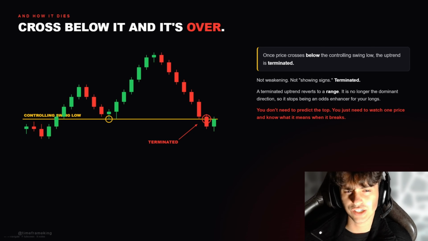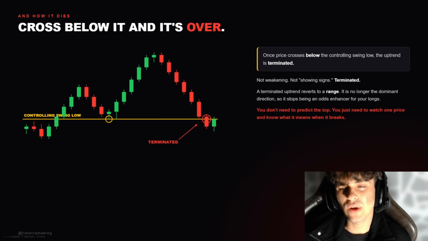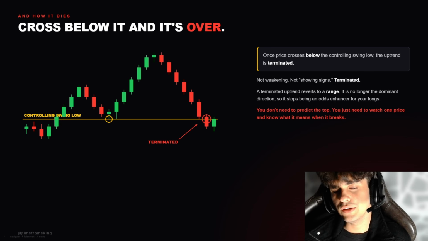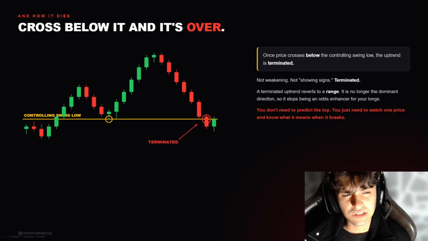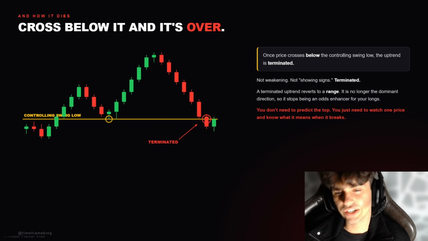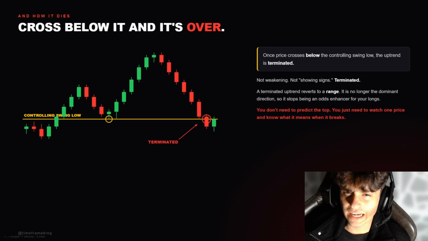We are in a range and momentum can keep on going lower. But that's why I love this level so much. You don't have to predict the top. You don't have to be clever. You don't even have an opinion, pretty much. You just have to watch for when price breaks under that low, and you know exactly what it means. The up momentum is over.